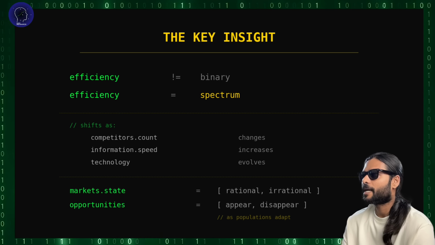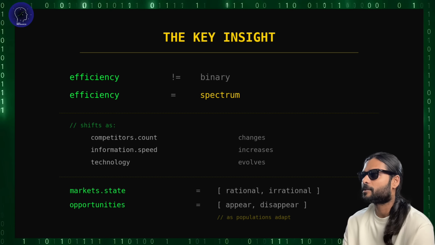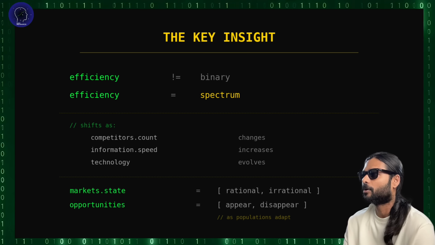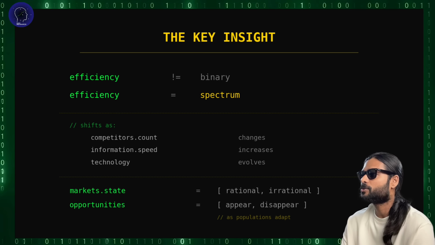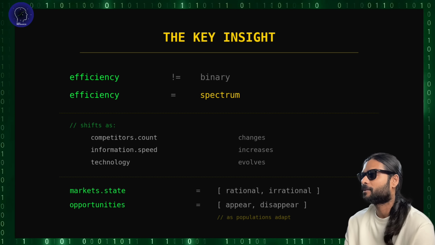The key insight: efficiency is not binary. It exists on a spectrum, shifting as the number of competitors changes, as information flows faster, as technology evolves. Markets can be rational and irrational depending on conditions. Opportunities appear and disappear as populations adapt.